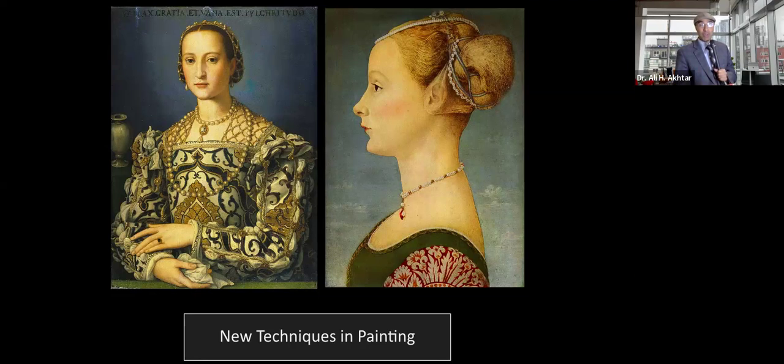And so the sfumato technique on the left is different from what the Pollaiuolo brothers use on the right, which is the chiaroscuro technique, which does emphasize lines and has a particular approach to shading and creating a certain type of depth. And that's what gives the painting on the right this hyper-realistic look, almost photographic realism.